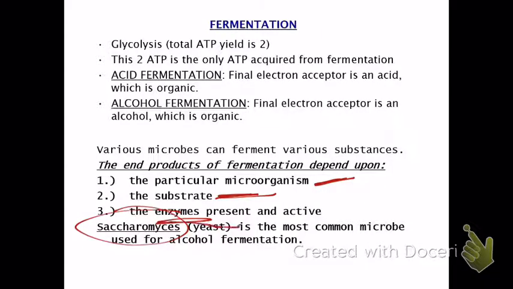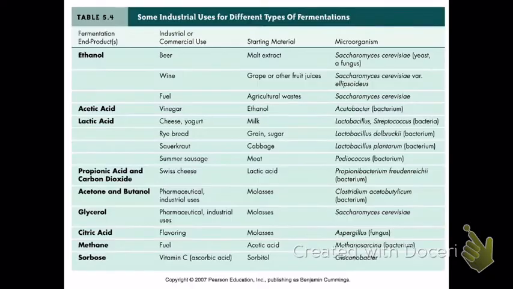And then the enzymes that are present in that organism. So you want to know those 3 things: the organism, the substrate, and the enzyme. Saccharomyces is the most common. So this is a table out of your book. You do not have to memorize this. This is not on the test. It's just for an example.